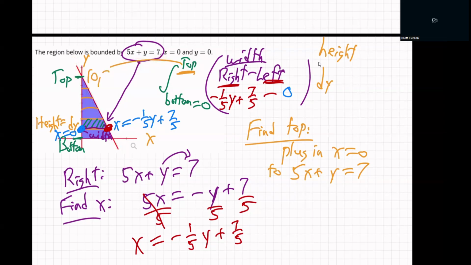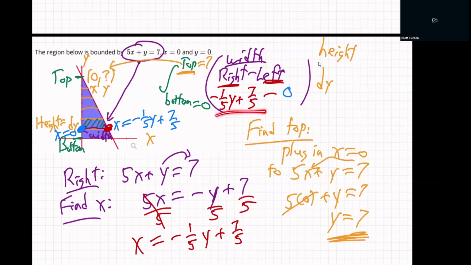It's over 0, up, I don't know. We know the x value, we don't know the y value. Plug in x equals 0 right there. And so what do you get? 5 times 0 plus y is 7. That's gone. 5 times 0 is 0. So y is 7. So the top is 7. So there's the integral. It's the integral from 0 to 7 of minus 1/5 y plus 7/5, basically that minus 0, dy.